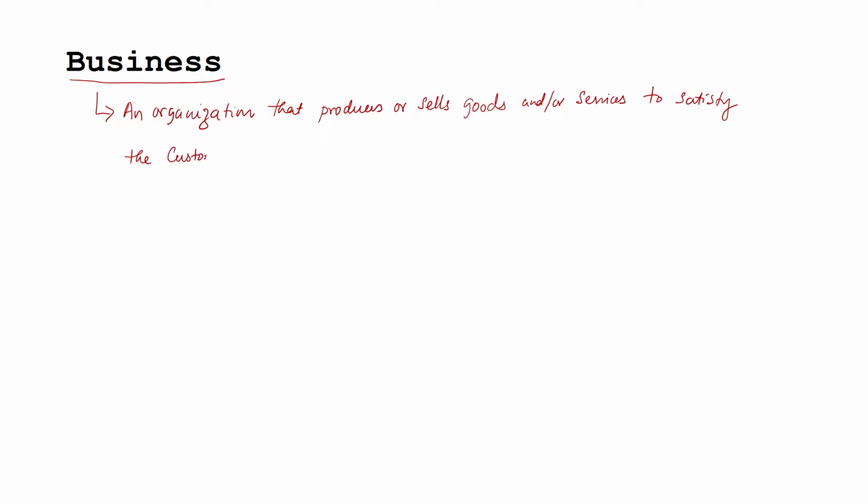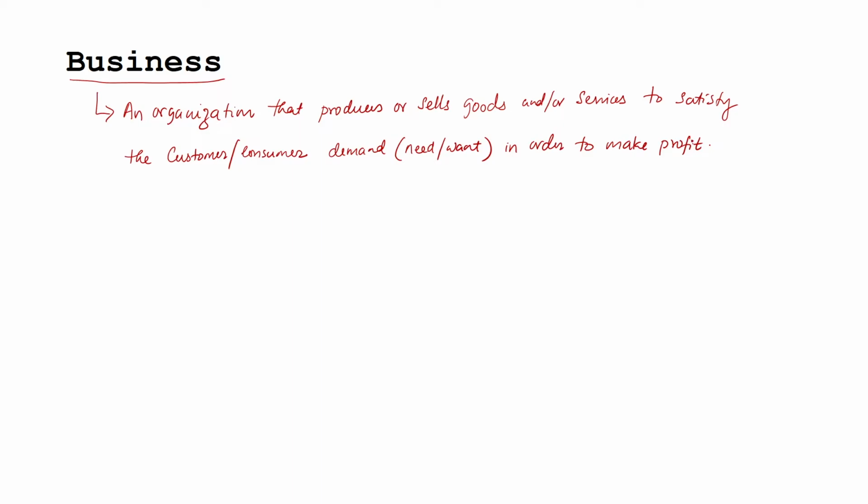Let us think of it as an organization that produces or sells goods and or services to satisfy the customer or consumer demand. We use the word demand. It can also be a need or it can be a want, in order to make profit. This is a simple working definition that we will use in this course.